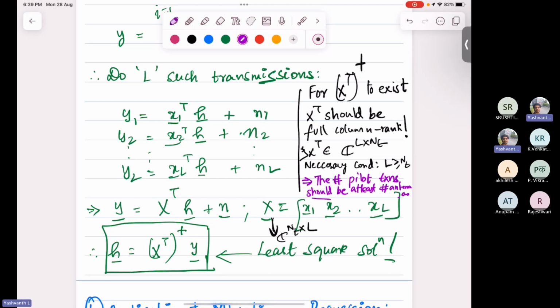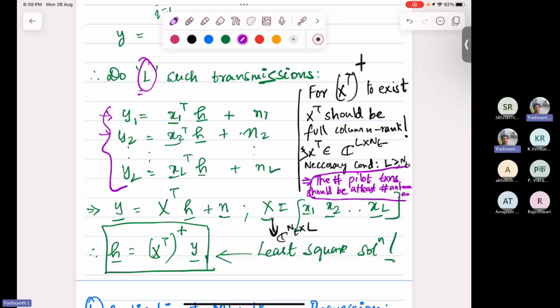It's very, very important. It's an engineering insight. It's nothing to do with math. What does it tell us? It says the number L should be at least the number of antennas. It's intuitive also mathematically. Why? See, each of the L transmissions gives me an observation, so there are L equations.